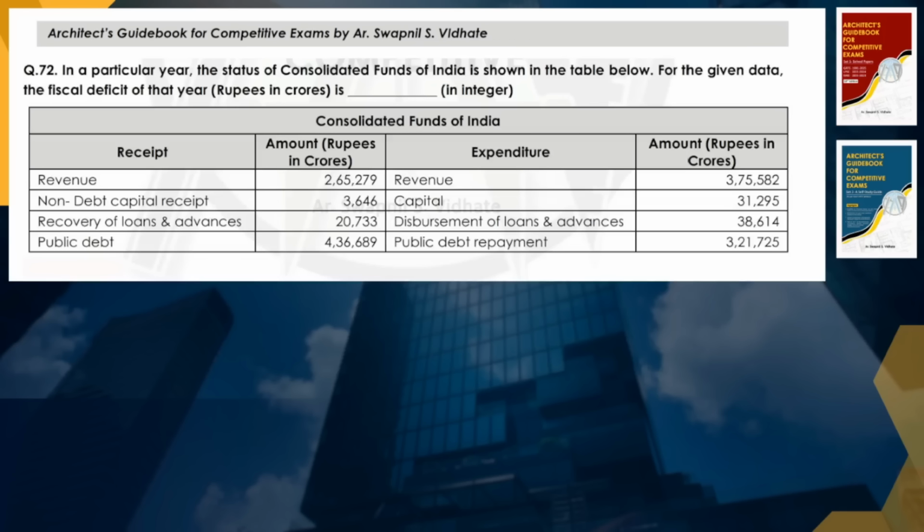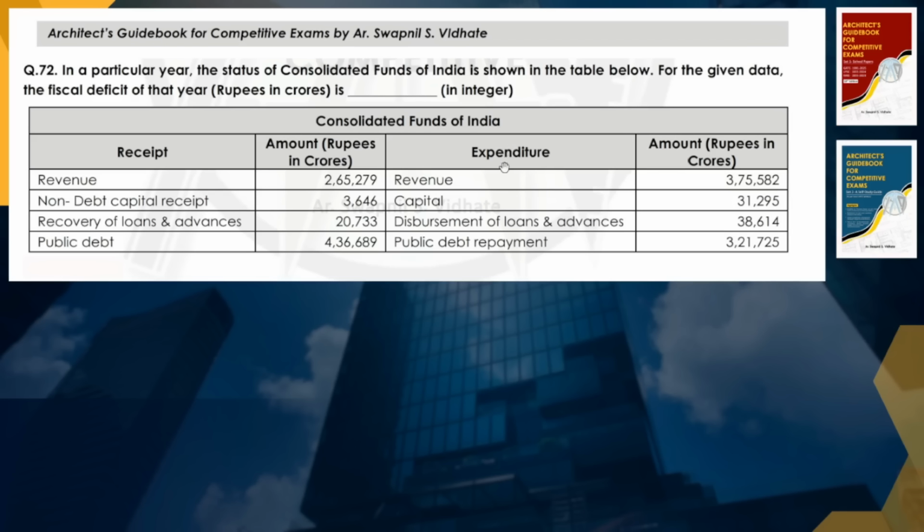Question 72. In a particular year, the status of consolidated funds of India is shown in the table below. For the given data, the fiscal deficit of that year, in rupees crores, is how much, and the value should be an integer. Now, this table has been provided on the left side. The receipts under various heads have been mentioned, and the amounts, that is rupees in crores, have been mentioned in the second column.